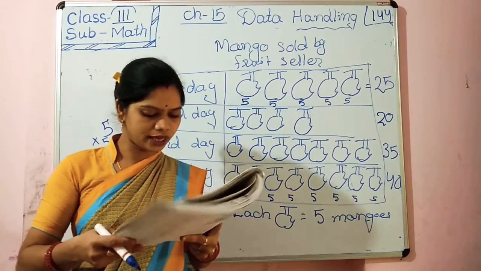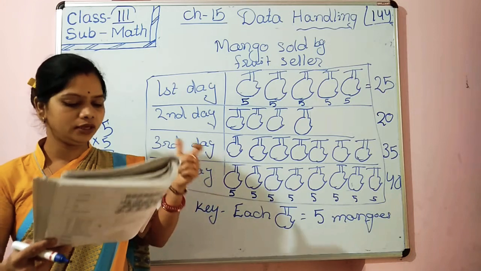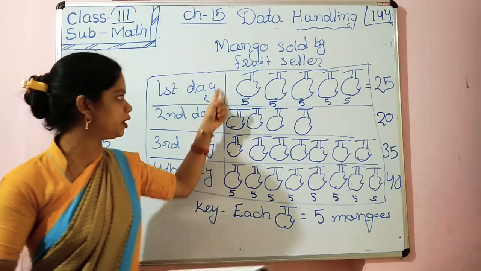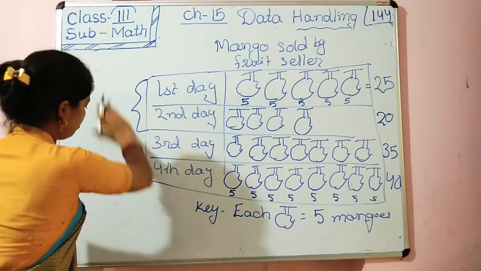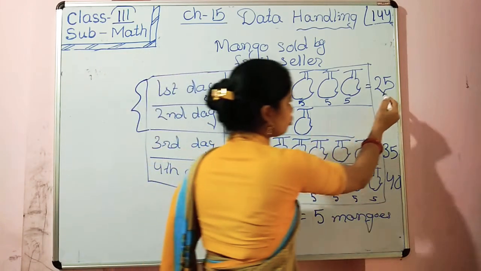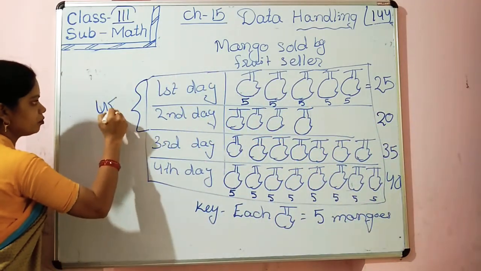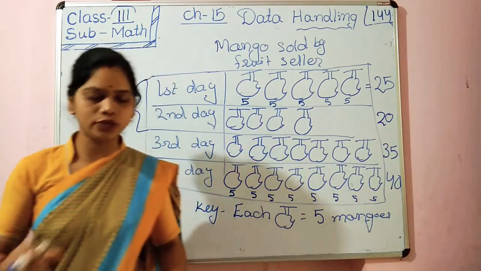Next our question is, how many mangoes are sold in the first 2 days? First 2 days मतलब first day and second day. How many mangoes sold? We add 25 plus 20 is equal to 45. 45 mangoes are sold in 2 days.